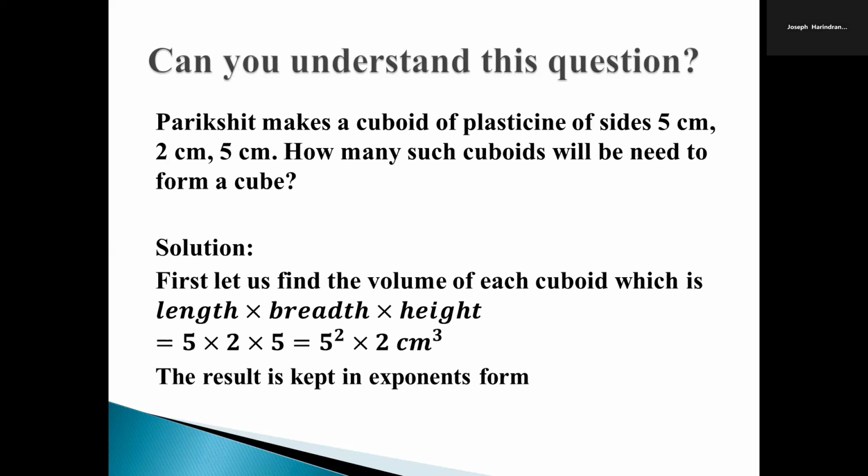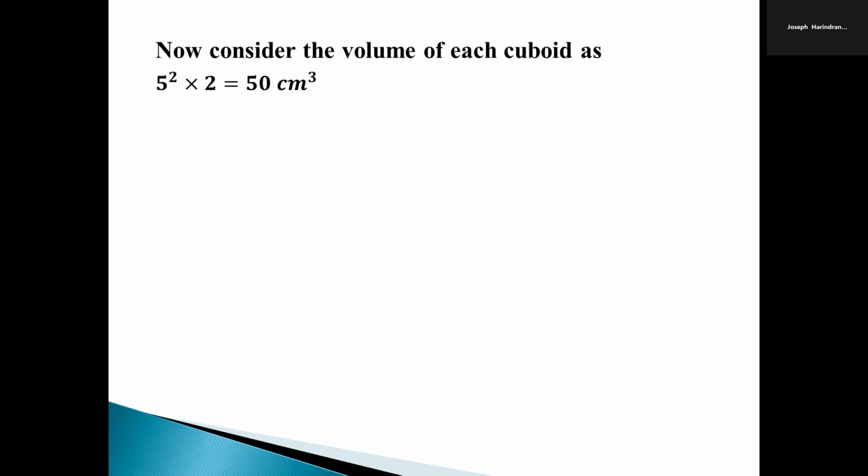Let us first find the volume of each cuboid, which is length into breadth into height. Which means 5 into 2 into 5, there is 5 squared. 5 into 5 is 5 squared into 2 centimeter cube. The result is kept in the exponents form itself. Now consider the volume of each cuboid as 5 squared into 2, 5 into 5, 25 into 2, 50 centimeter cube.